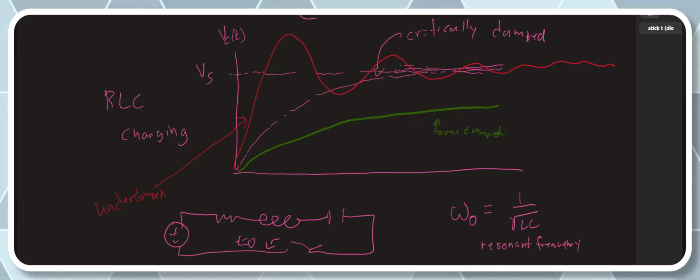I think it still is going to approach Vs. It's just not going to do it as quickly. I think that would have to be true. Let me see. Overdamped. It still is going to reach whatever Vc at infinity is. Yeah, so it'll get there, just slower.